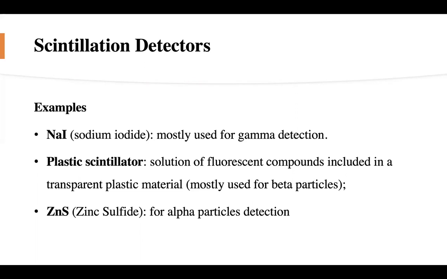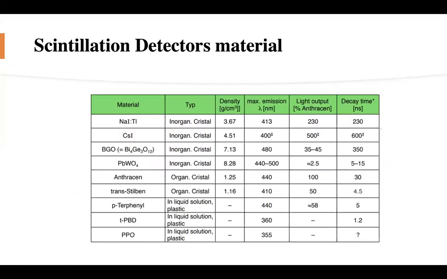Zinc sulfide is used for detection of alpha particles. This is also a summary of the different materials used for different scintillators, organic or inorganic, and different applications. Anyone interested can just read this table.